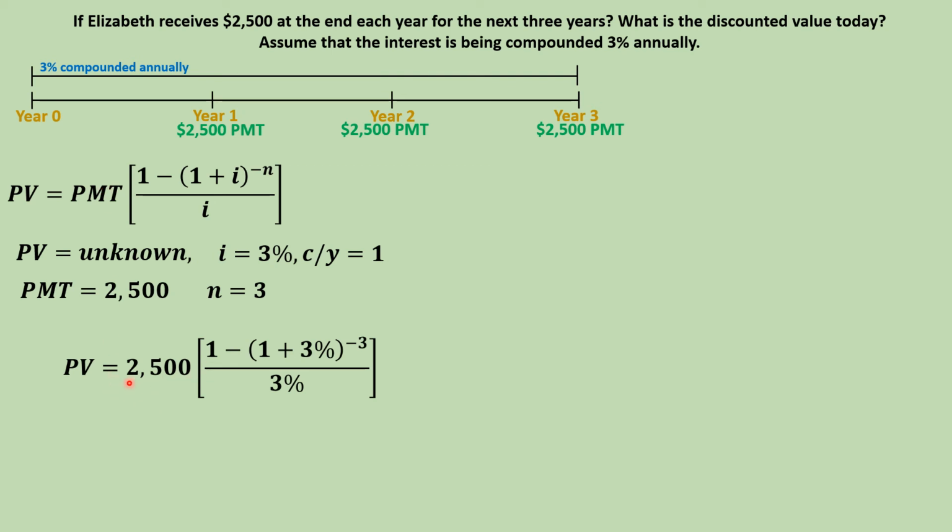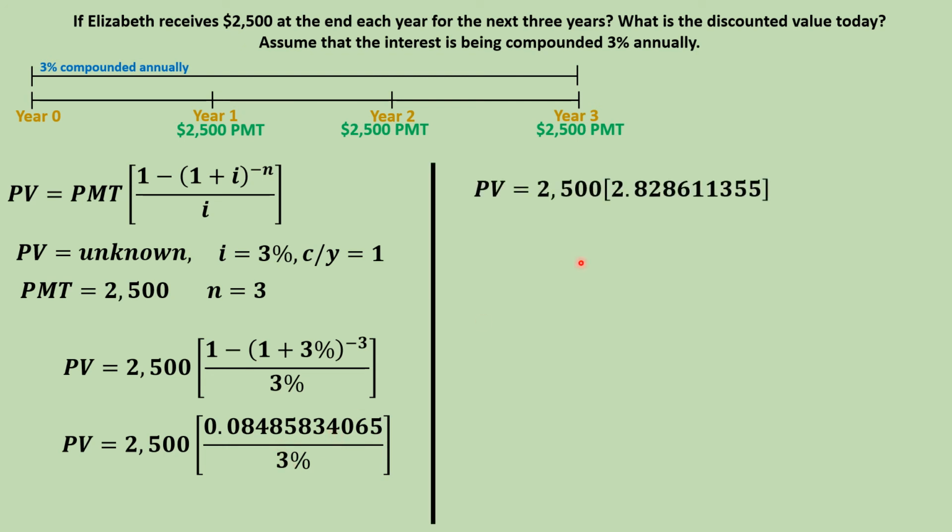So we have the 2,500 as payment, 1 as is from the equation, minus (1 plus i), where your interest rate is 3% compounded annually, to the power of negative 3, that's your n, your term, divided by 3%. Now, with any algebraic equation, the first thing you do is BEDMAS, the brackets and the exponents. So we're going to solve this top part of the equation first. When we do that, we get 0.08485834065. We divide that by 3%, which gives us 2.828611355.